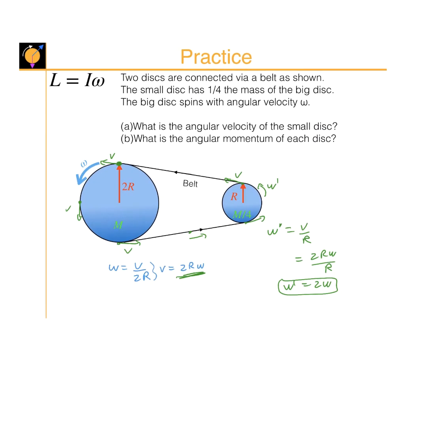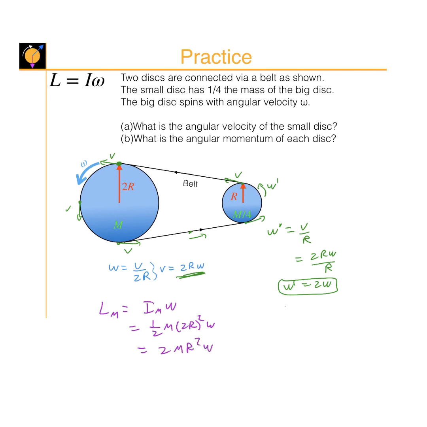And now I can figure out the angular momentum of these two things. So what's the angular momentum of the larger one of mass m? Well, it's going to be the moment of inertia of this large disk times its angular velocity. So moment of inertia is 1/2 m times r squared. In this case, it's 2r squared times omega. So our final answer is 2m r squared omega.